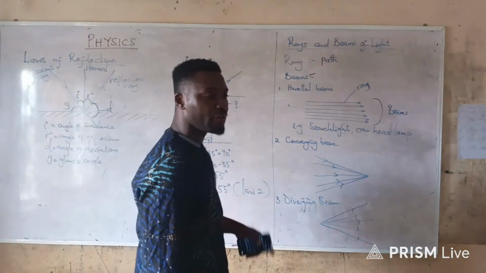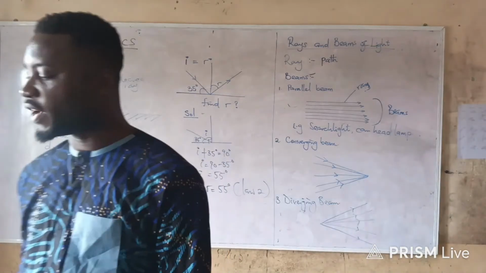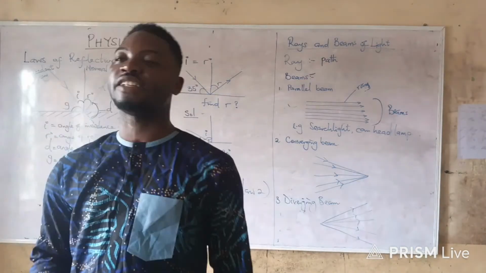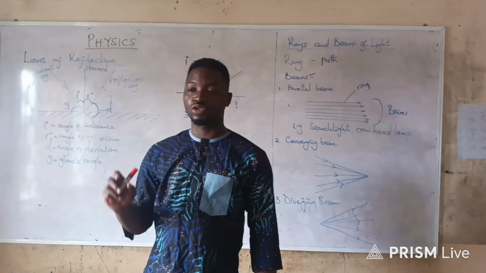So example of diverging beam is flashlights, also known as your torchlight.